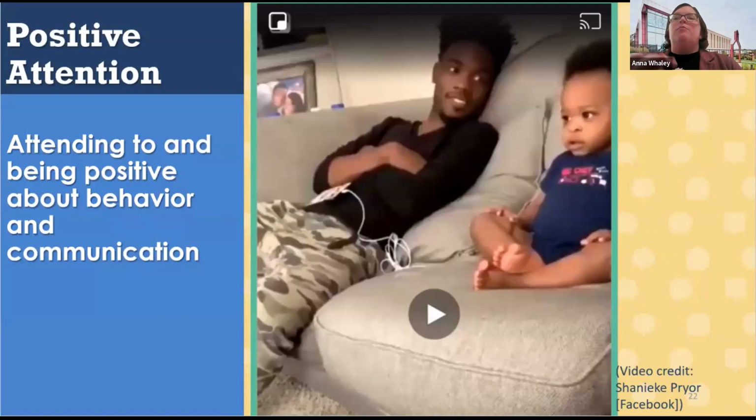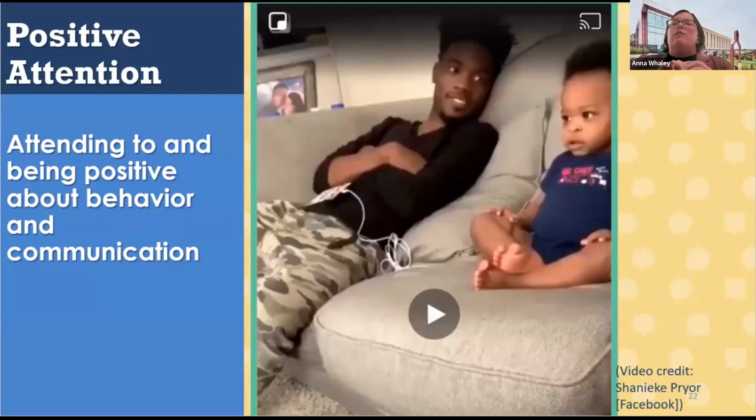Positive attention is simply attending to and engaging with children in positive ways when they're using language. And praise is obviously more about acknowledging their efforts, you know, good job, and so on. As children develop communication skills, they begin to understand that their attempts to communicate are effective and encouraged.